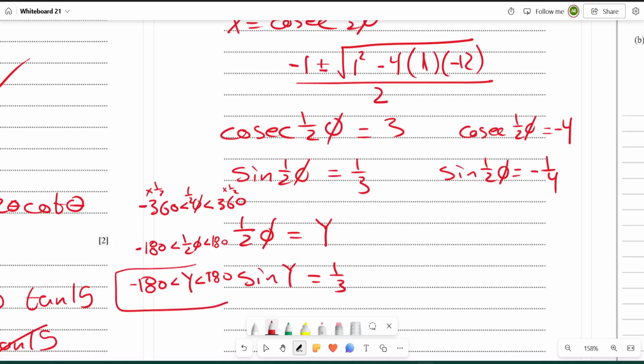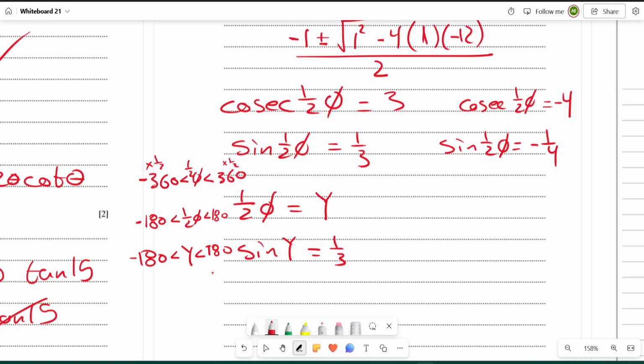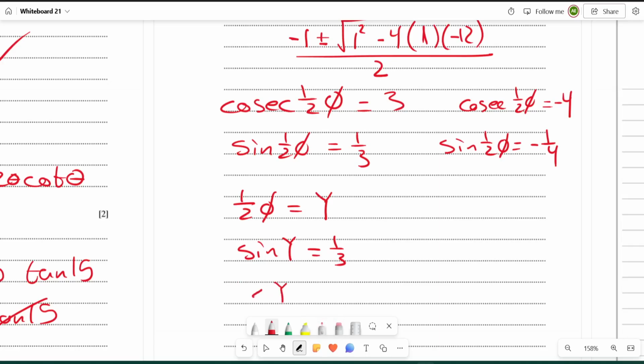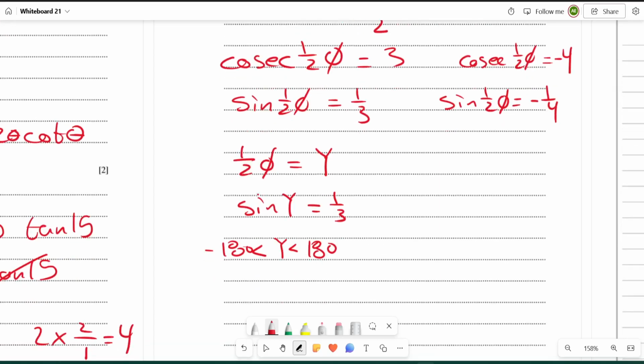So this is my new range that I will solve for y, and after getting the solutions for y, I'm going to change back to get the solutions for phi again. So I'm going to use this range. Let me copy it over here. So y is basically from negative 180 to 180. So now, solving sine y equals 1 over 3, getting all the answers in this range.